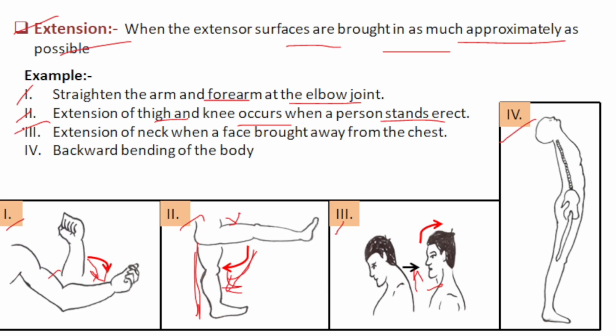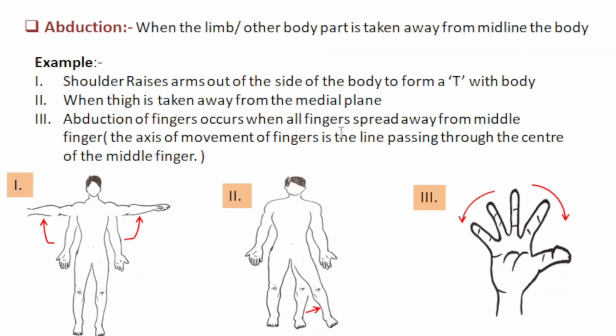Then fourth, backward bending of the body. So these all are examples of the extension. All of the red lines that I used in these images are used for showing the movement of the body parts. I think all of these images are helpful for your better understanding.